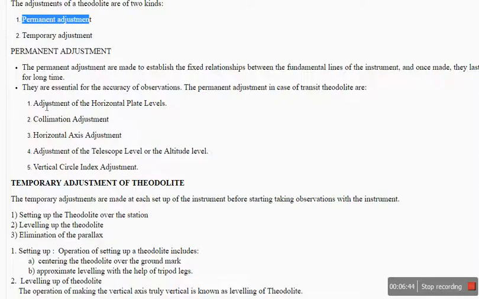Permanent adjustments are the adjustment of the plate level, then whether the line of collimation is good or not, whether it is visible or not, we check. Then the telescope level we check, which means whether the vertical circle is level or not. Then the vertical circle index adjustment, whether you can see the readings or not. So these are the permanent adjustments.